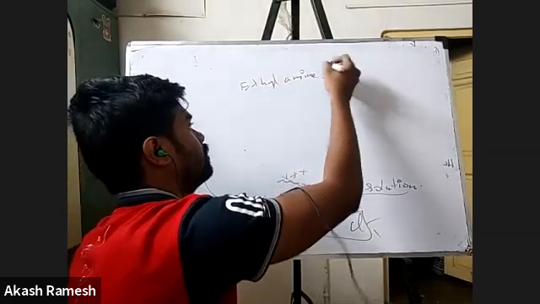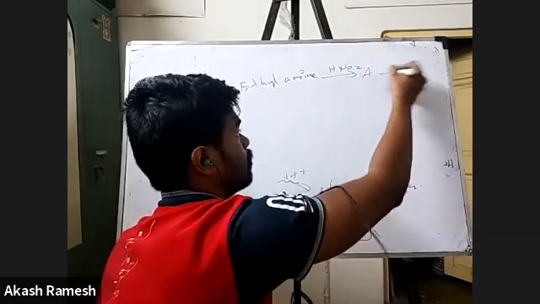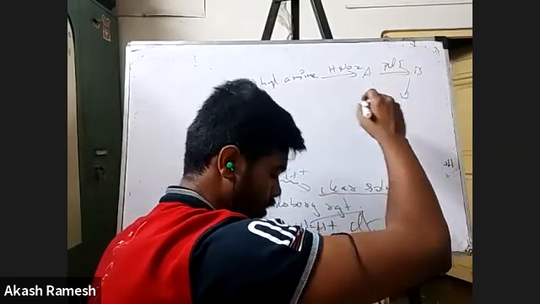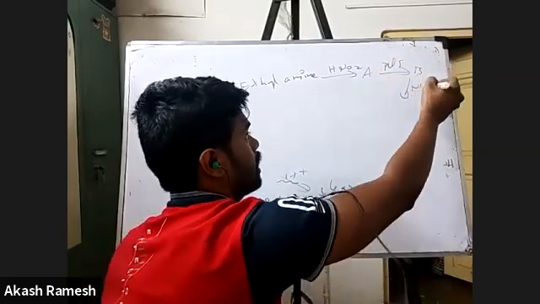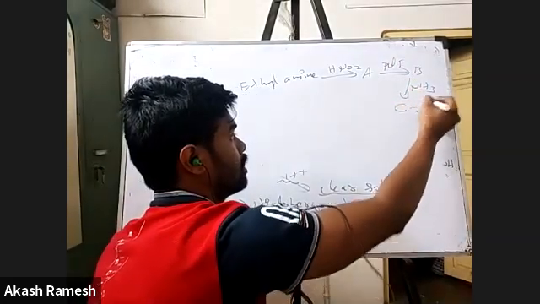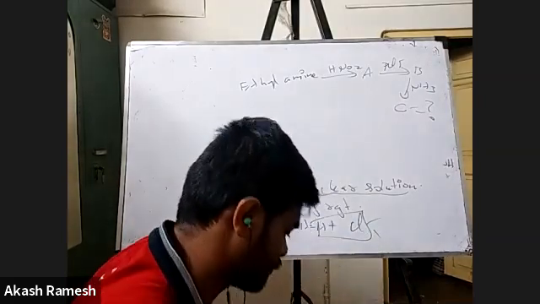I have ethylamine. I put HNO2. I form A. PCl5 forms B. Then I put ammonia. I'm going to form C. I want to find what is the C. Tell me C. What is C?